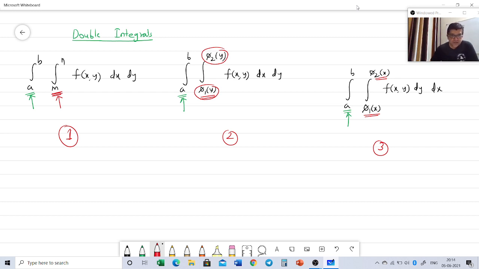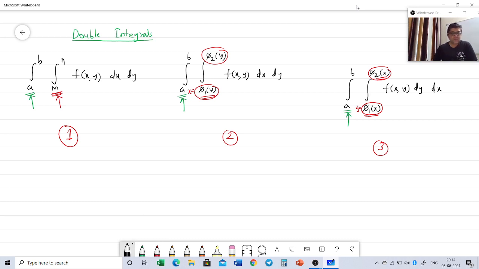When the inner limits are functions of y, then those are considered as variations in x. So x is varying from phi 1y to phi 2y. Similarly, if inner limits are functions of x, then those are basically variation in y. So y is varying from phi 1x to phi 2x.